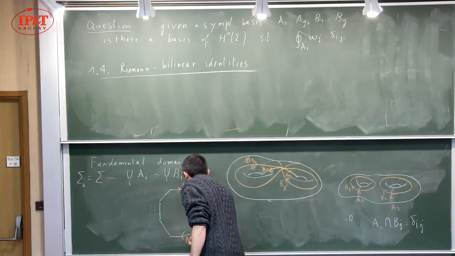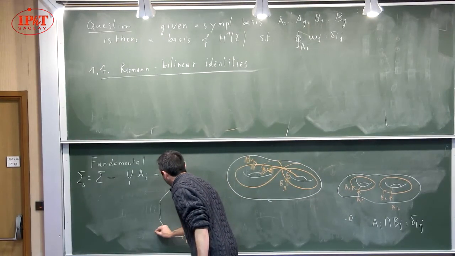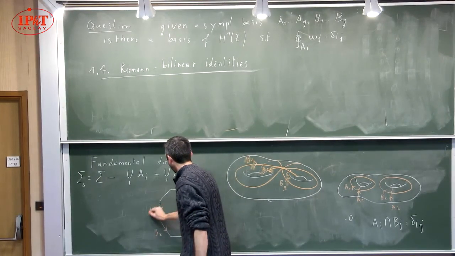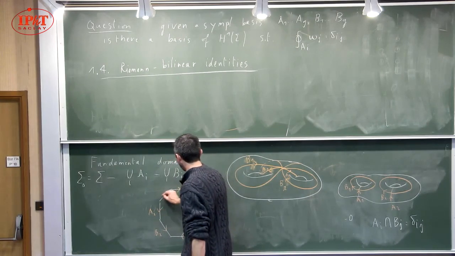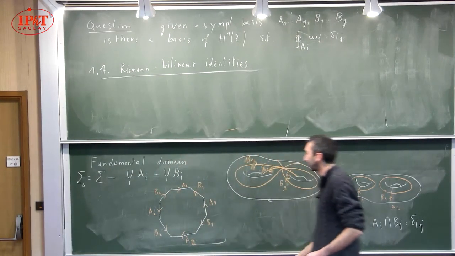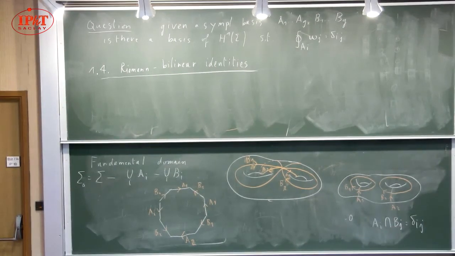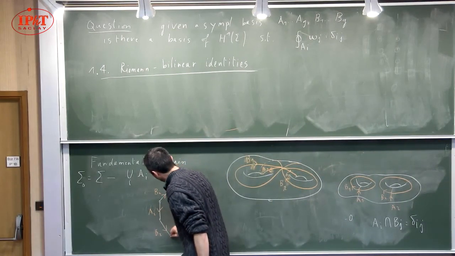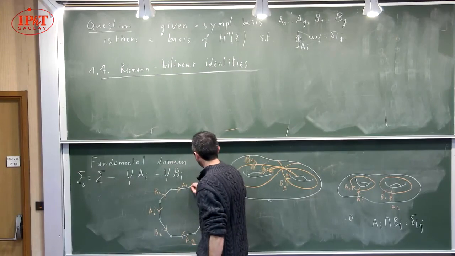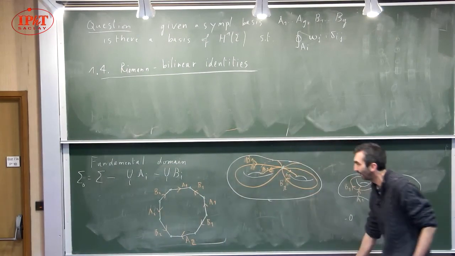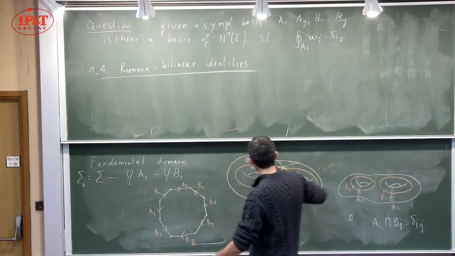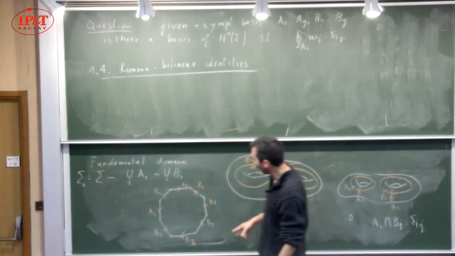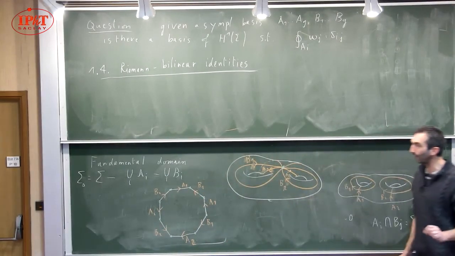Then this will be A2, B2, sorry, A2, A2, and B2. All those summits correspond to that point. And what this picture means is what you obtain after cutting the surface along all the cycles. And what remains is something that has the topology of a disk.